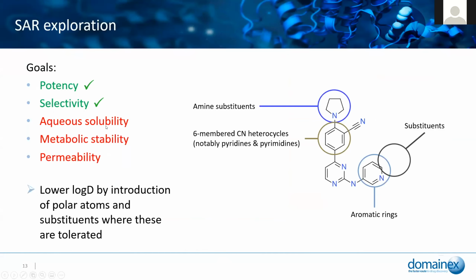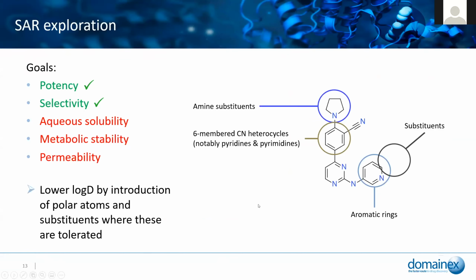So through this fragment approach, we've been able to find a motif that gives us high potency and selectivity. We now have to address the problems of getting good solubility, metabolic stability, and permeability. And one of the ways medicinal chemists use to do that is to lower the log D of a compound by introducing polar atoms and substituents.